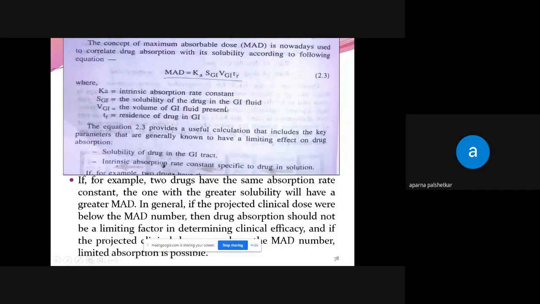and how much time the drug will reside in this GI tract. So that can be stomach also, that can be small intestine also. So it gives you basically the limiting factor or the limiting effect of the drug absorption. Either the drug is well soluble in the GI tract, and what is the absorption rate constant for a given drug in the solution. Okay. So here basically if the Ka value is the same for two drugs, the drug which has a maximum solubility will have a larger value of the absorbable dose.